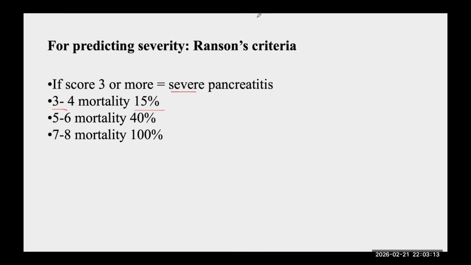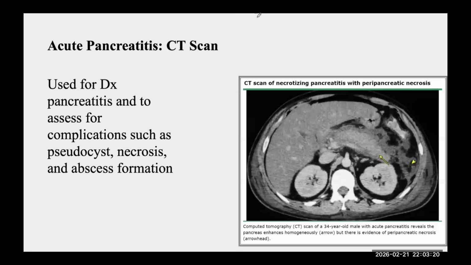I'm not sure if they would ask you, but just have a relative overview of the numbers if you don't want to memorize them one by one. Now, how do we diagnose? We always use CT scan if the criteria is not met, remember? So usually CT scan is what we go for in anything affecting the pancreas.